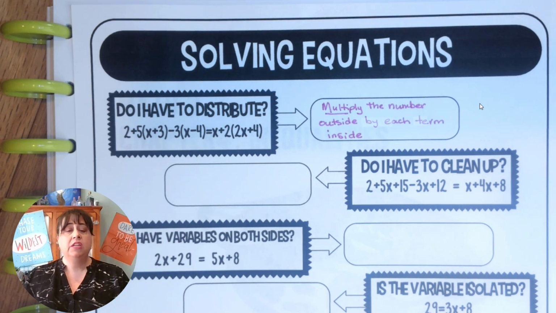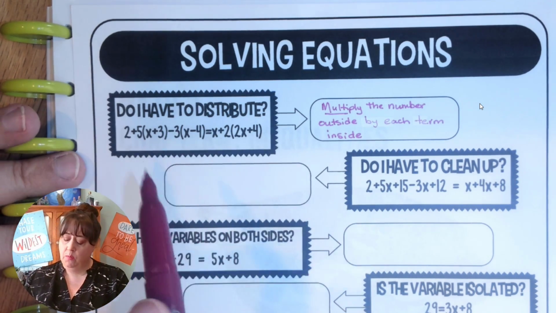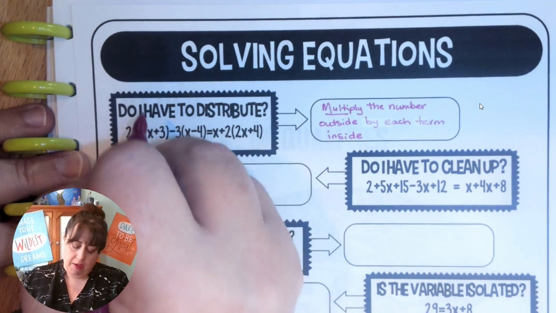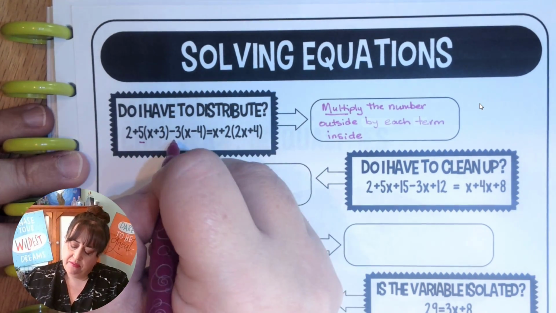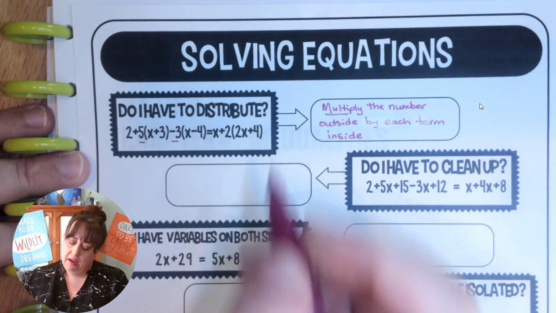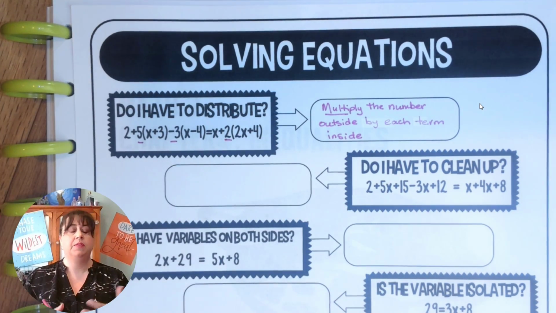So if you do need to distribute, you want to multiply the number outside by each term inside. And sometimes you might need to do that in more than one place. For example, you have this 5x, this 5, this -3, and this 2 that will need to be distributed.